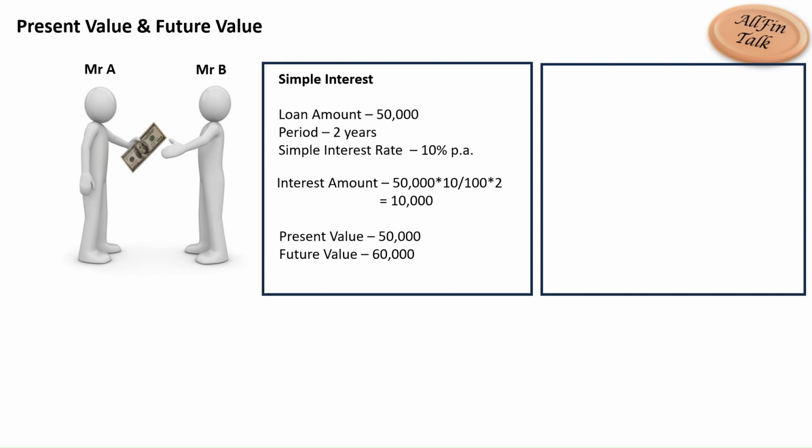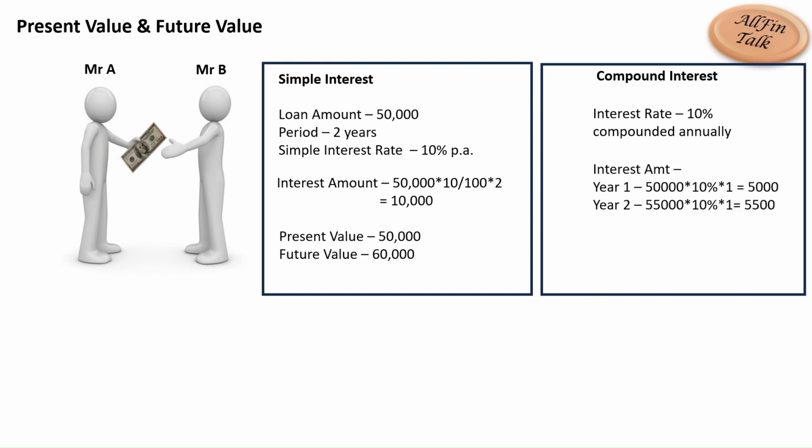Now the other method of calculating interest is compound interest, which is essentially a little complicated but more commonly used method. So in case of compound interest, the principal amount changes in the subsequent year because the interest amount of the current year is added to the original principal amount to make the principal amount of the next year.